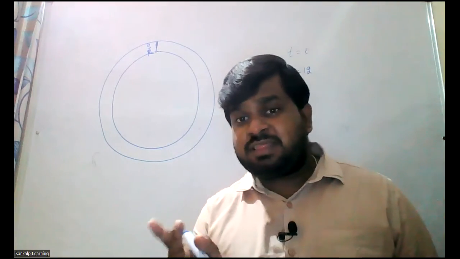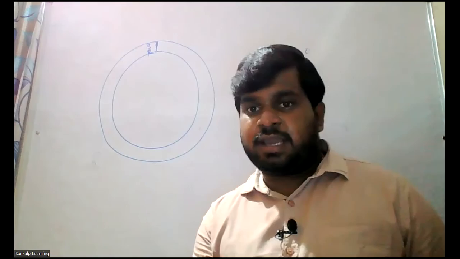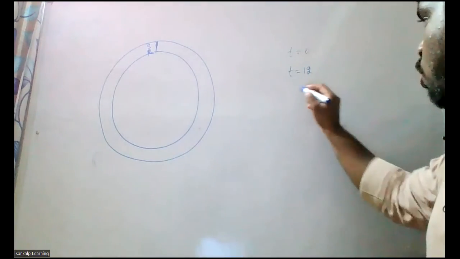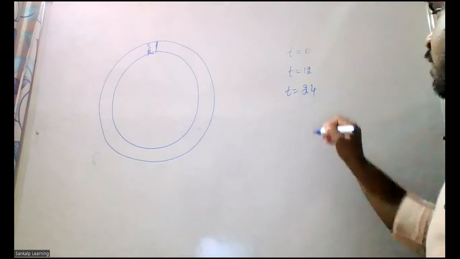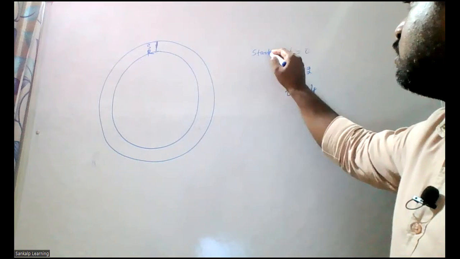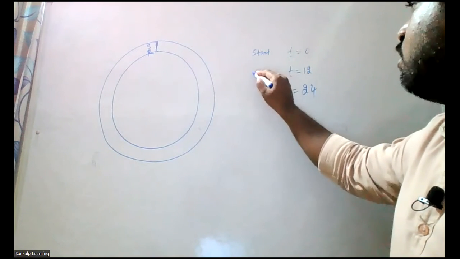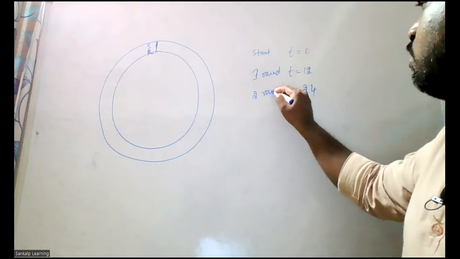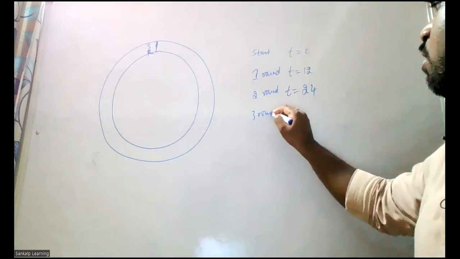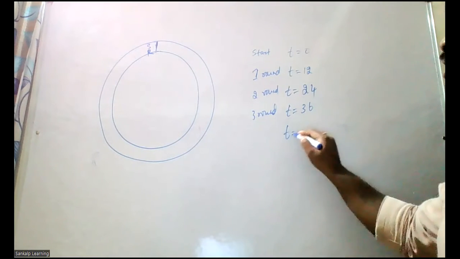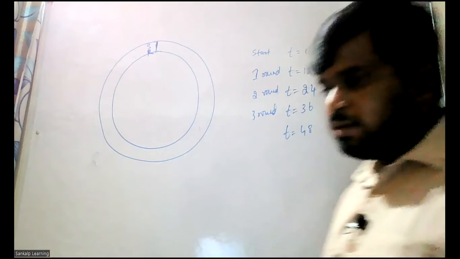Now to complete the second round, how many minutes will he take? 12 minutes again. So in total, 24 minutes, you would have completed the second round. Starting, one round, second round, third round. By the third round, how much time would you have taken? 36 minutes. And the fourth round, you would have taken 48 minutes.